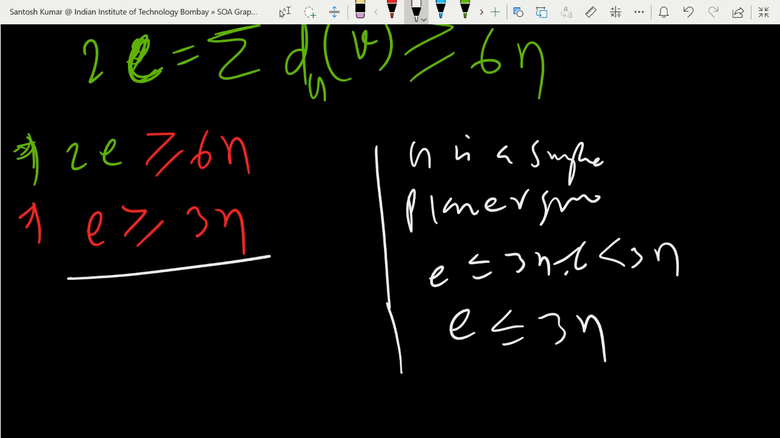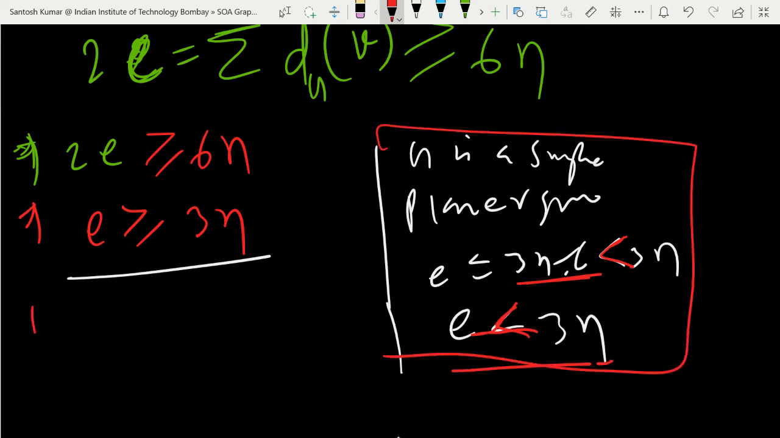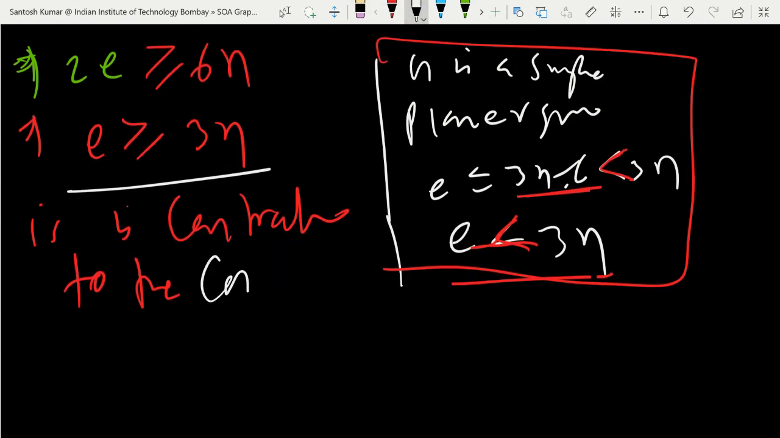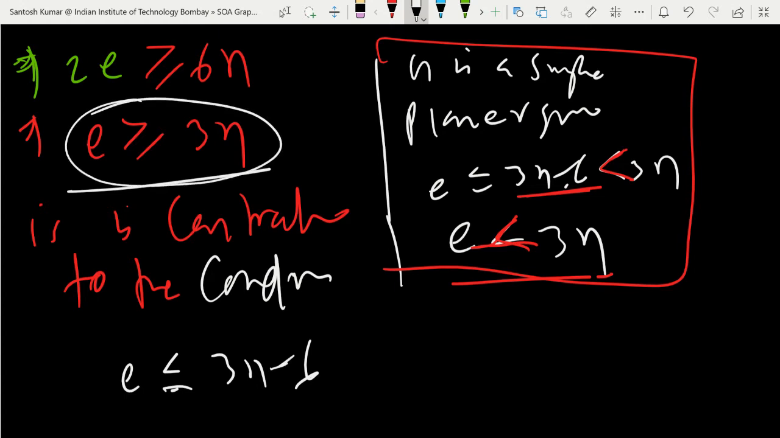But what are you getting here? This is strictly less than, okay? Because 3n minus 6 is strictly less than 3n. That's why e is strictly less than 3n. But you are getting the opposite thing. So this is a contradiction to the condition. You already know that e is going to be less than or equal to 3n minus 6, but it is saying e is more than or equal to 3n. That is a contradiction.